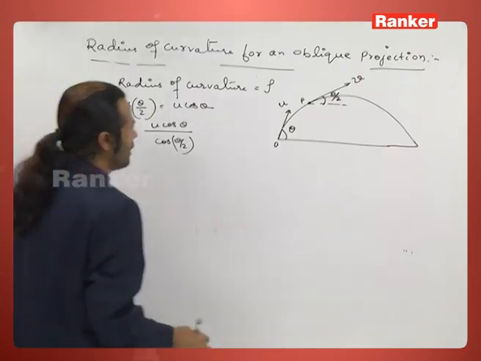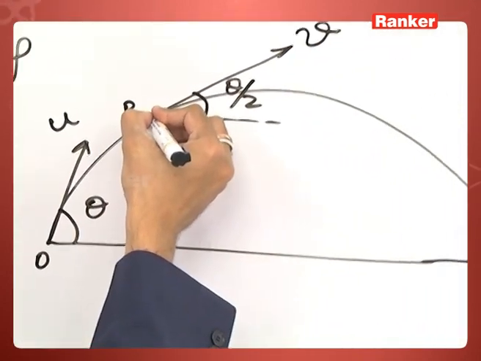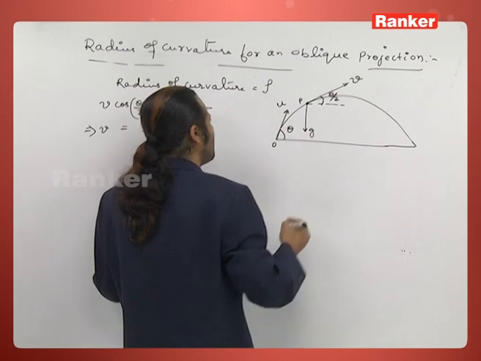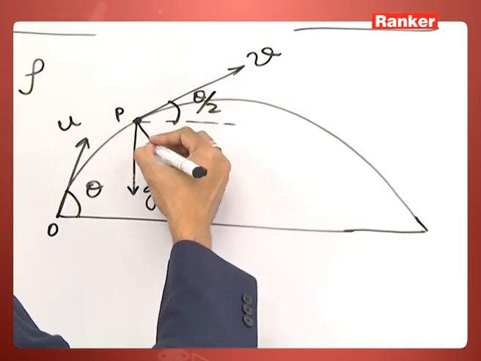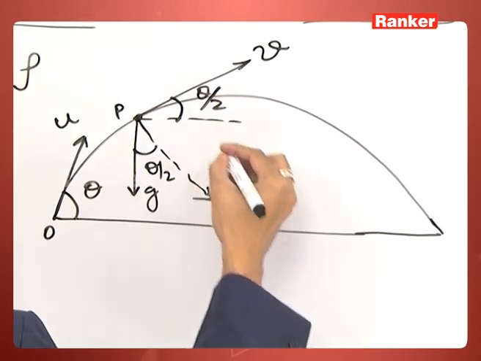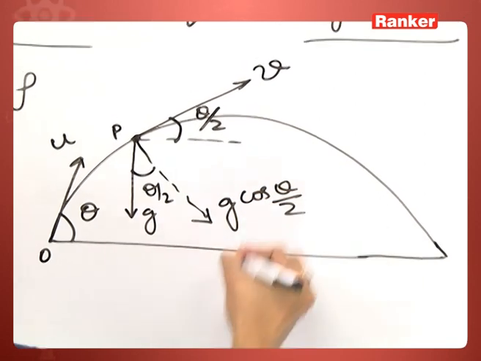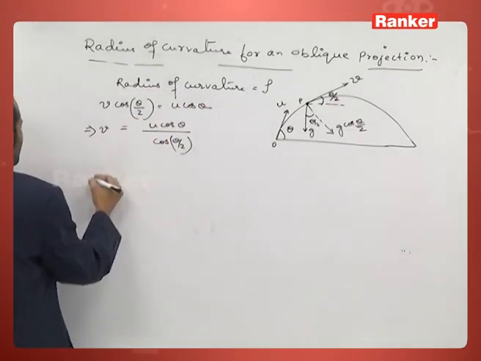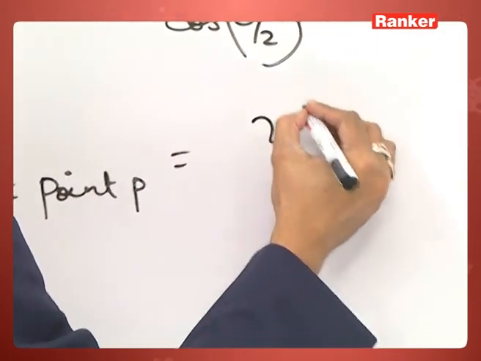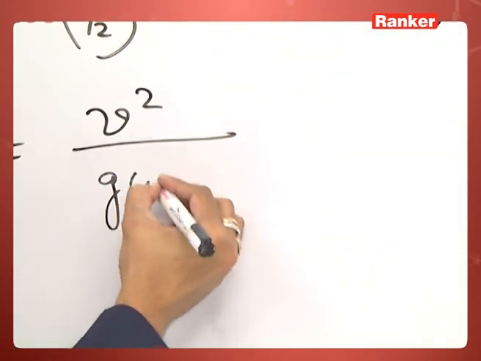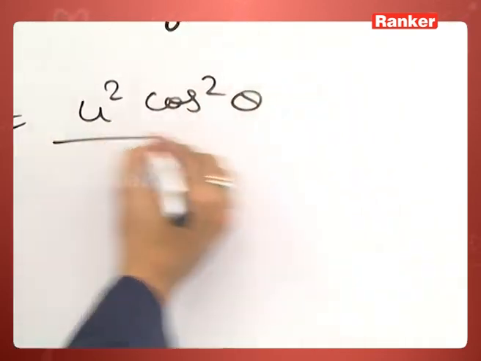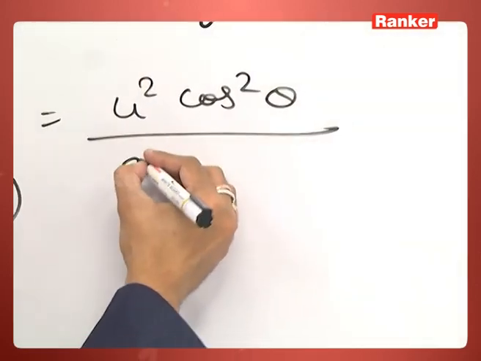So now we will find the acceleration or component of acceleration. Acceleration acting at this point is vertically downwards. So this g and v are not perpendicular. So I will take the components here. This is theta by 2, so this will be theta by 2. So this will be g cos theta by 2. So here I will write rho at point P, velocity at that square by component is g cos theta by 2. So v square becomes u square cos square theta divided by cos square theta by 2, this becomes cos cube.